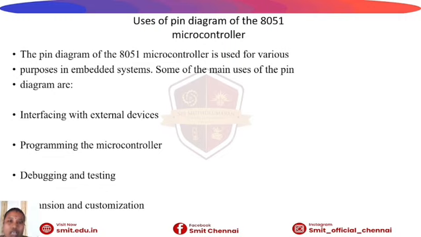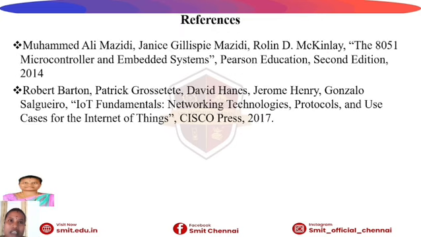And then the last slide is the uses of the pin diagram of the 8051 microcontroller: interfacing with external devices, programming the microcontroller, debugging and testing, and expanding customization. And then the references for the 8051 microcontroller are Muhammad Ali Mazidi and Robert Porter. Muhammad Ali Mazidi is from Pearson Education, and Robert Porter is the network and technologies protocols use cases for the Internet of Things.